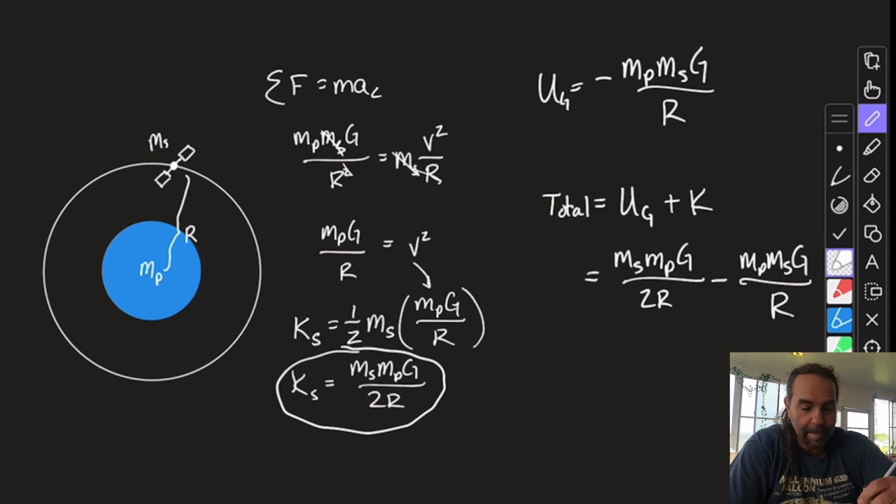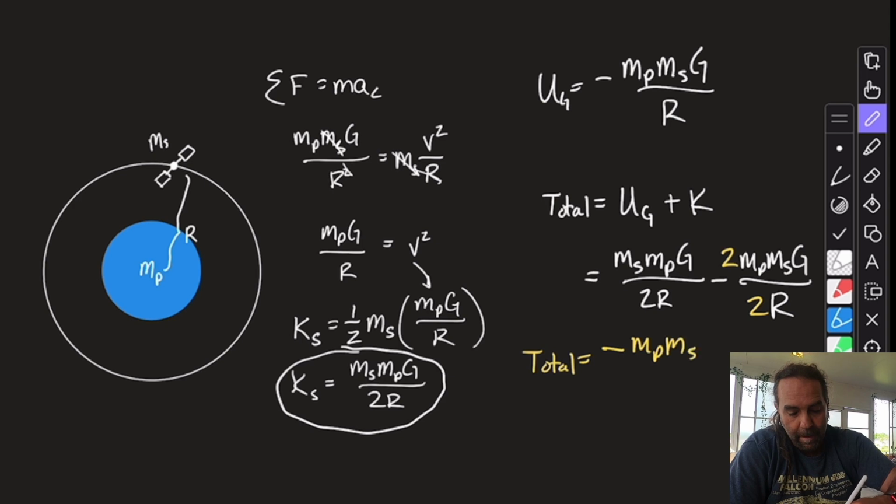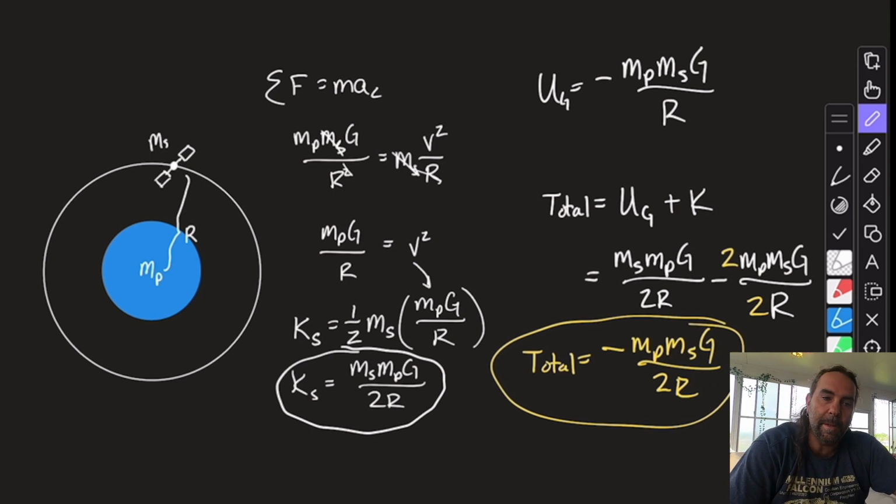If you get common denominators, let's put another color so people don't flip out. They're common denominators, put 2 on both, and I subtract, I find that my total energy is still minus MP MSG over 2R. Total energy is still going to be negative because you haven't escaped Earth's gravity. You've gotten something off of the Earth, you've gotten it traveling nice and fast and put it into a nice orbit, but you didn't escape Earth's gravity or the planet's gravity.